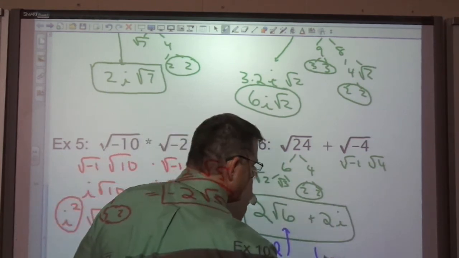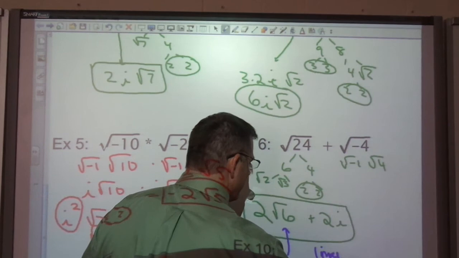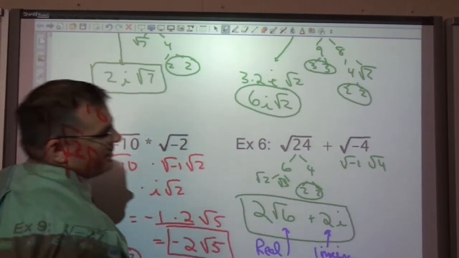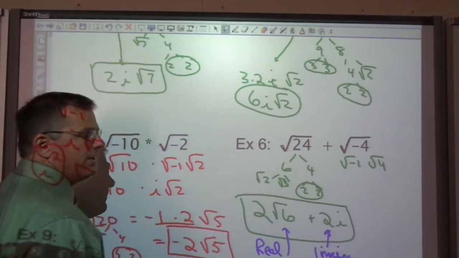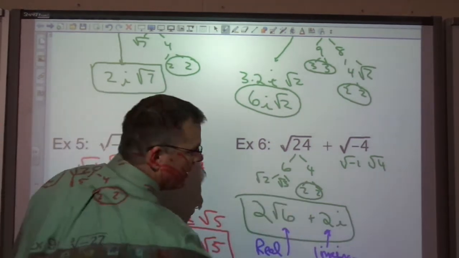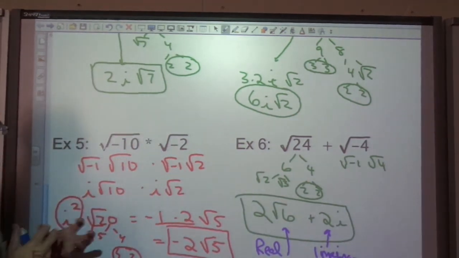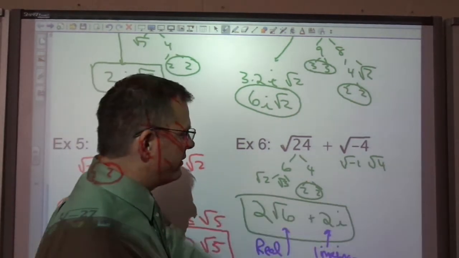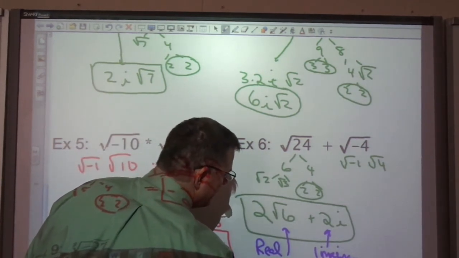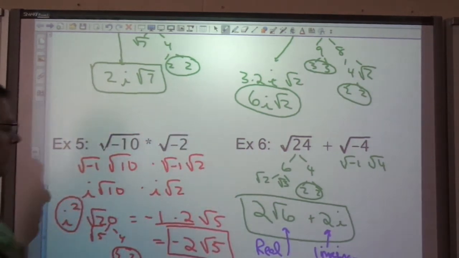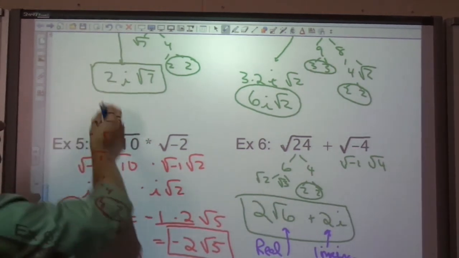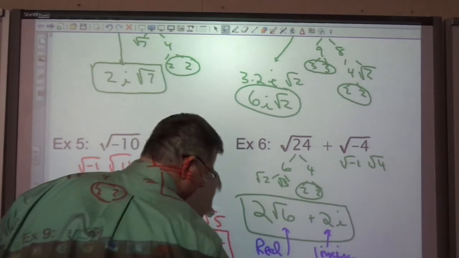And this is imaginary. Really sloppy, sorry. We always put the real part before the imaginary. So we'd write 2 radical 6 plus 2i. When we're adding and subtracting, the real part would come first, the imaginary part would come second, so it looks like a plus bi. When we're multiplying, the imaginary always comes in the front with the other plains. 2i radical 7, 6i radical 2.